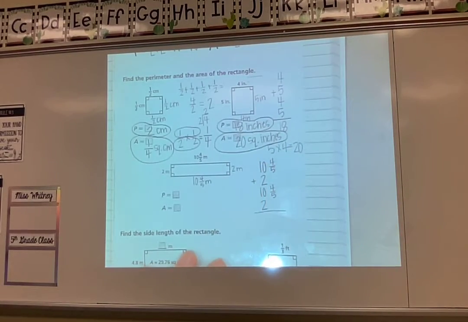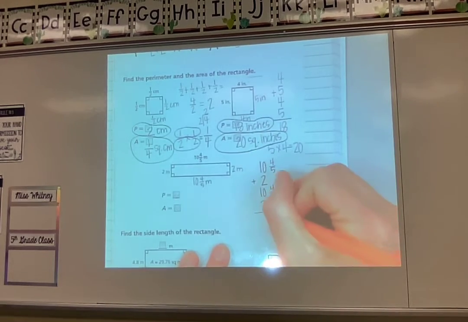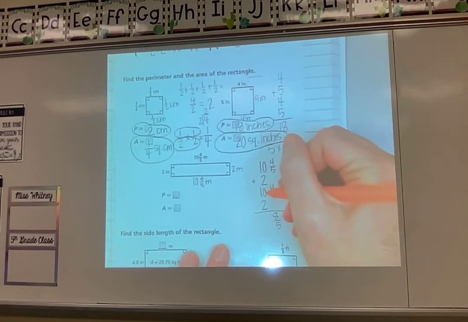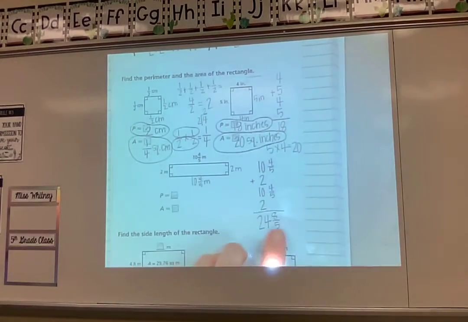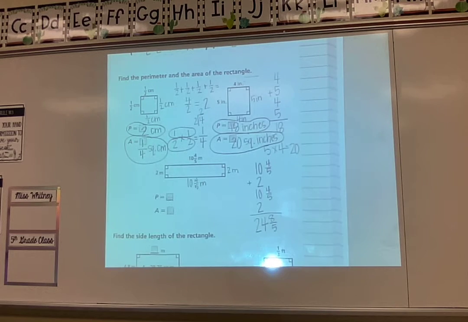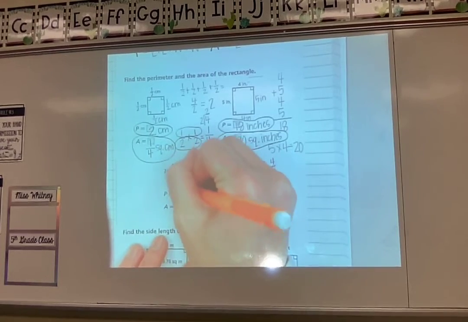I like to start on my fraction side. So 4/5 plus 4/5 would be 8/5. And 10 and 10 is 20, plus 4 would be 24. Now, normally I would have you fix this improper fraction using division, but for today, I'm going to let you leave them how they are. So we can just leave it just like that. So our perimeter is 24 and 8/5.